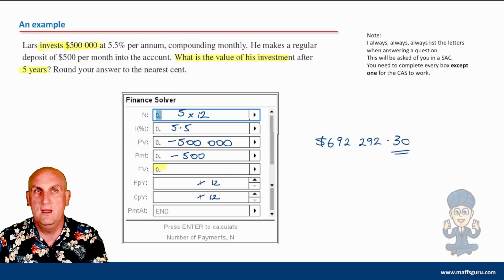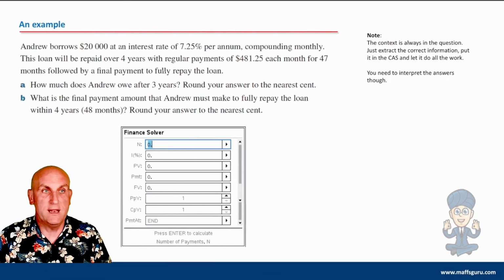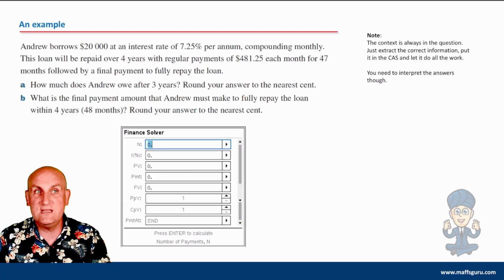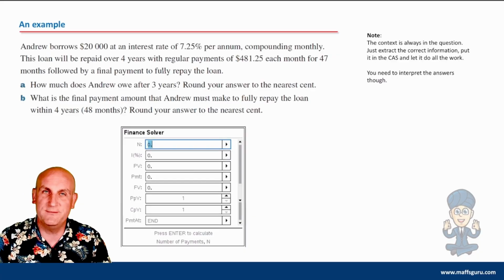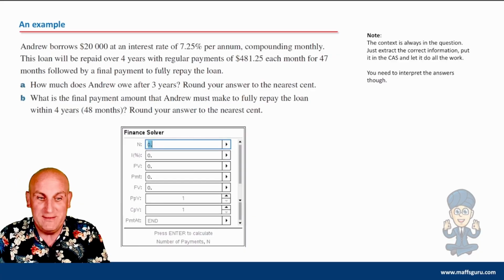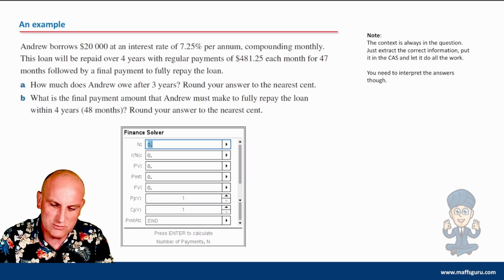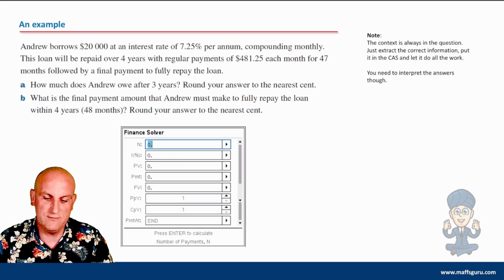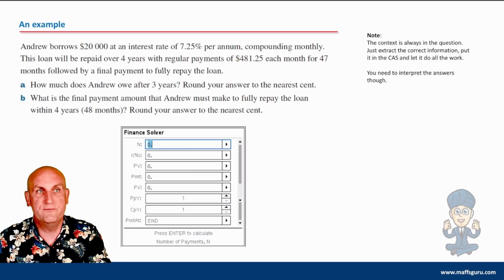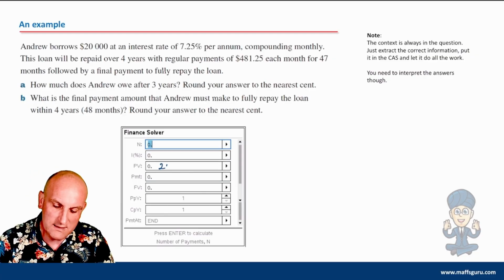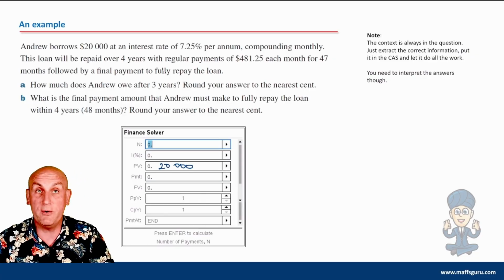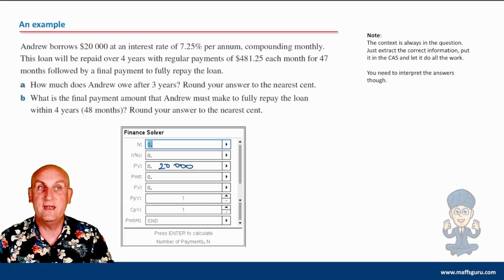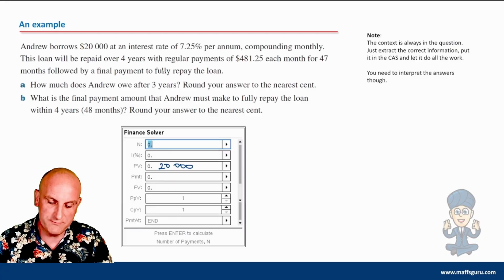Are you giving money? Are you being given money? An example: Andrew borrows $20,000. Oh, hold on a minute. I've gone into the bank. I've borrowed some money. I'm feeling a bit happy. I've got it in my hands. The bank has given it to me. So in that situation, that is my principal value, and it is positive. Why? Because it's making me feel pretty positive that I've got $20,000 at an interest rate of 7.25% per annum.